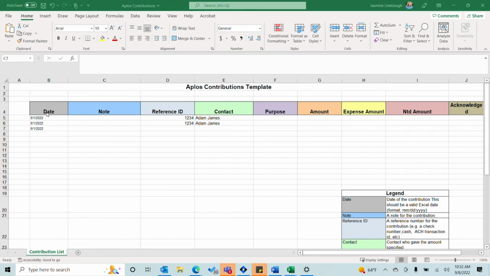So as you can see, I put the date. Reference ID is the check number, or cash if it was a cash offering. Contact is who the donation is from, or who is getting giving credit. And purpose is what the donation is for. This is where I would use my COA list.